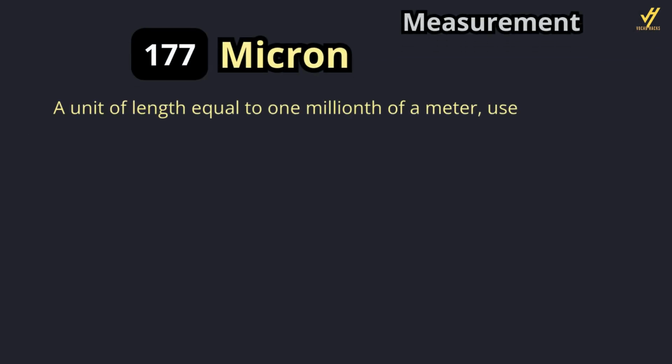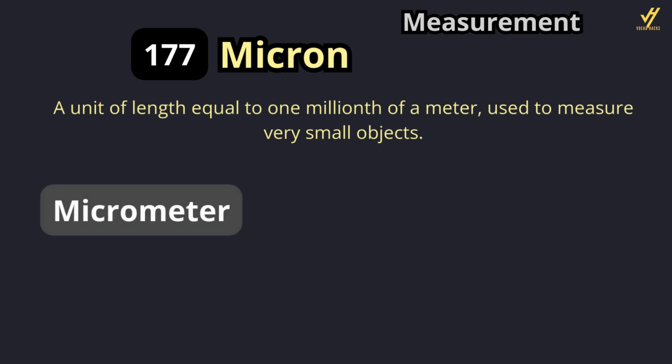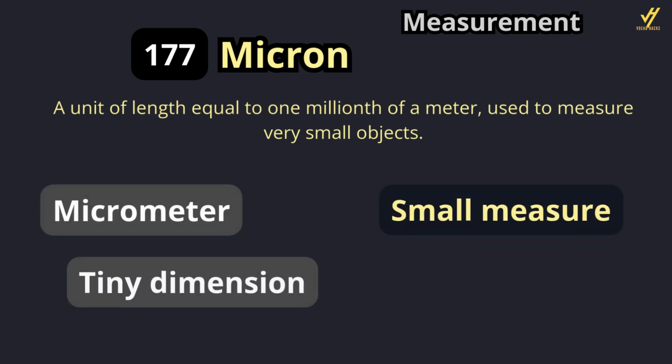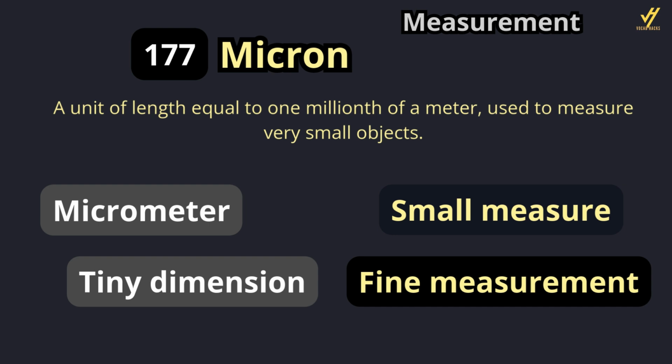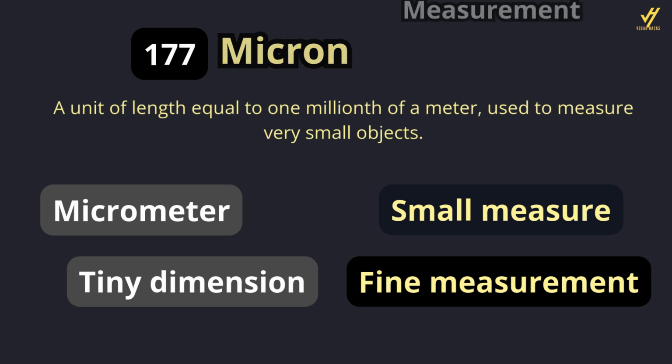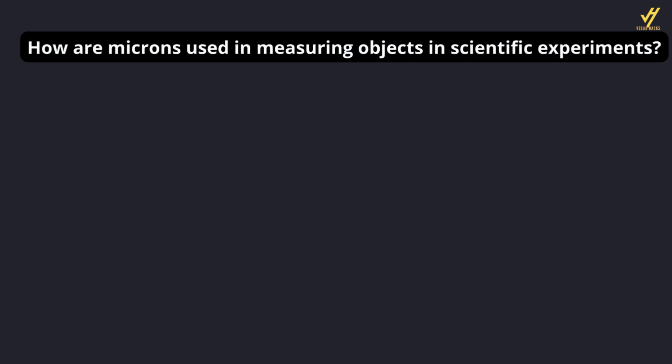Micron. A unit of length equal to 1/1,000,000th of a meter, used to measure very small objects. Micrometer. Small measure. Tiny dimension. Fine measurement. How are microns used in measuring objects in scientific experiments?